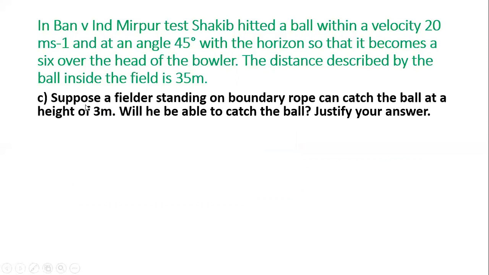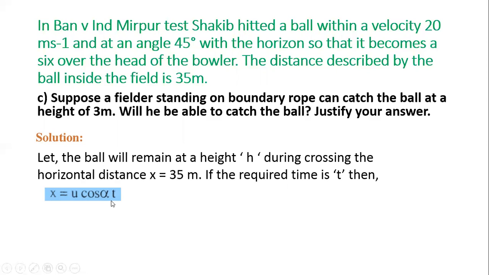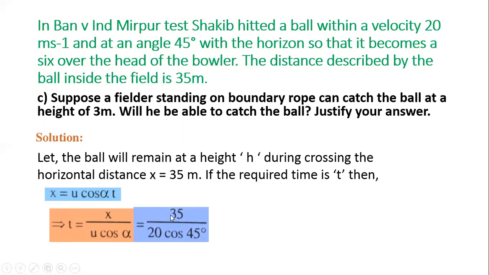Now we solve C. Suppose a fielder standing on the boundary rope can catch the ball at a height of 3 meters. Will he be able to catch the ball? Justify your answer. Solution. Let the ball remain at a height h while crossing the horizontal distance, here x equal to 35 meters. If the required time is t, then x equal to u cos alpha t. So t equal to x by u cos alpha. If you put this value, then you get 35 by 20 cos 45 degree, because here x equal to 35 meter, u equal to 20, and alpha equal to 45 degree. After calculation, you get 2.475 seconds.